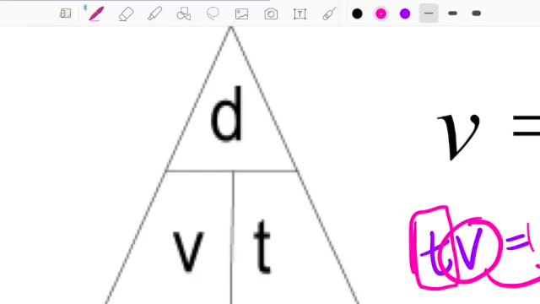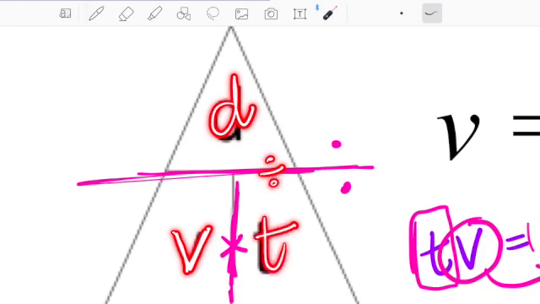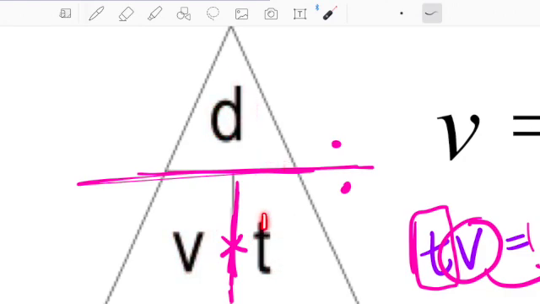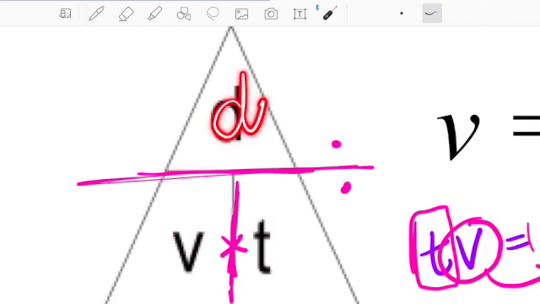Now, the other way is with the triangle. I will give you the triangle on the exam. Now, this line right here means division. And this line right here means multiplication. So, if I'm trying to find velocity, it is distance divided by time. If I'm trying to find time, it is distance divided by velocity. And if I'm trying to find distance, velocity times time. Because they're next to each other, it's a multiplication.